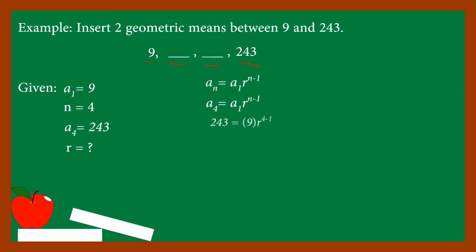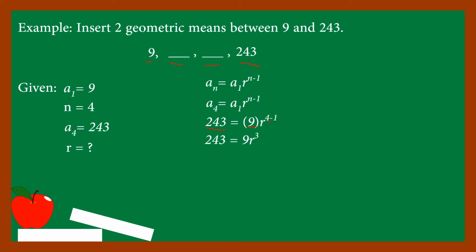After that one, we're going to substitute yung mga given natin. So yung a sub 4 magiging 243. A sub 1 is 9 or yung first term natin. Then r is missing. Ang n naman natin is equal to 4. Kaya ang n ay naging 4. Then minus 1. Yung minus 1 dito, this is constant. Then simplify further. Uunahin muna natin yung exponent. So 4 minus 1, that is equal to 3.